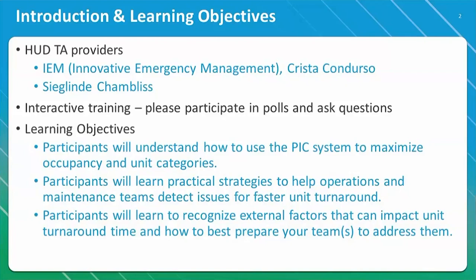The learning objectives for today are: participants will understand how to use the PIC system to maximize occupancy in unit categories. You will learn practical strategies to help operations and maintenance teams detect any issues for faster unit turnaround. And we learn to recognize external factors that can impact unit turnaround and how to use best practice to prepare your team to address them. Now, we understand those are unique to different areas and situations, so we did the best to address the most common. If you have anything to share regarding any of those factors, we welcome your feedback and, of course, share with your team, because this is peer-to-peer learning as well, just as it is HOT training.